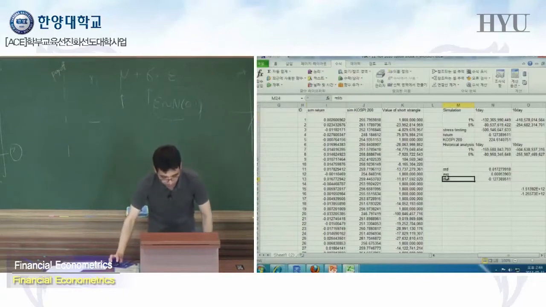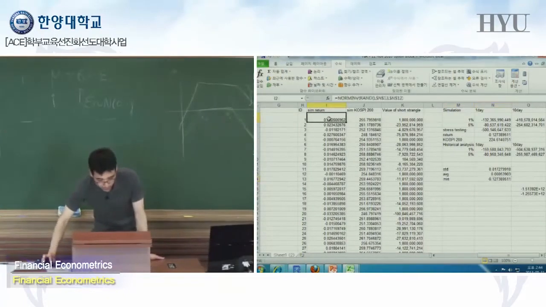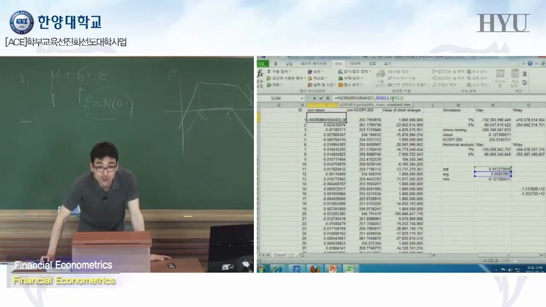Simulate this one. So in Excel, actually we have a very convenient function called norm inverse, and I can explain this one later. But if we use this Excel function, it generates a normal distribution with the mean of this one and the variance of this one.